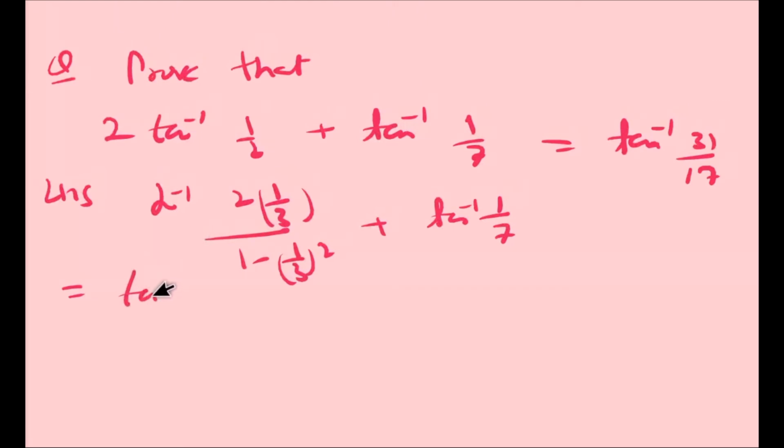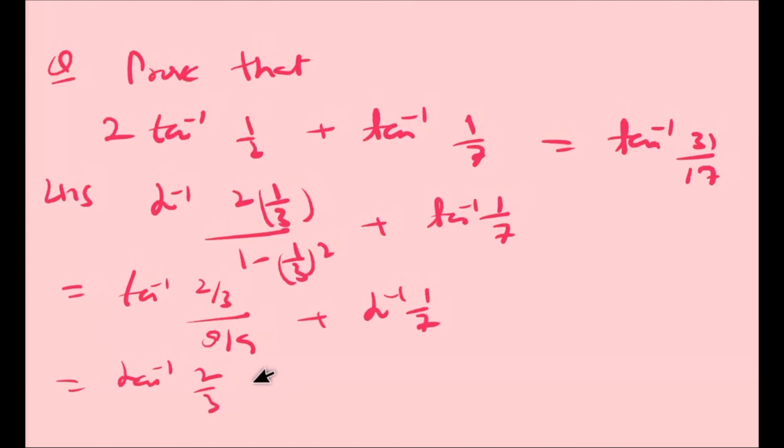So now what is this? Solving this we can find 2 by 3 upon, taking the LCM, 9 minus 1, 8 upon 9, plus tan inverse 1 by 7. What is left here? Tan inverse is cancelled, 2 into 3, and here is 8. So we can write here 2 by 3 into 9 by 8. So this is cancelled by 4 and this is cancelled by 3. So we get here 3 by 4.